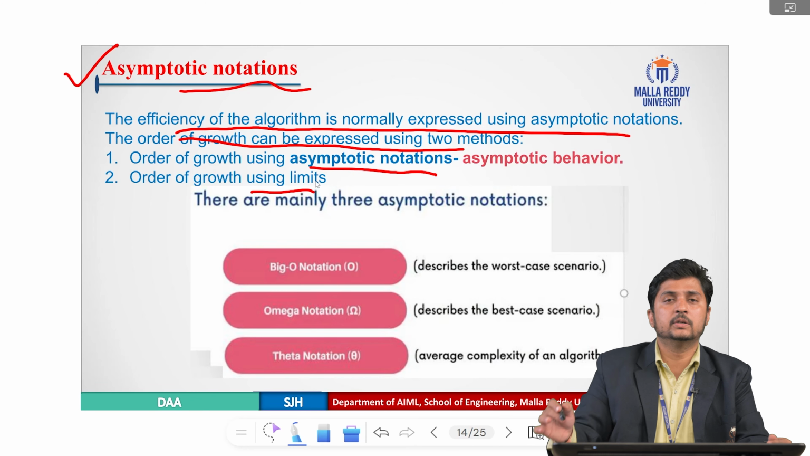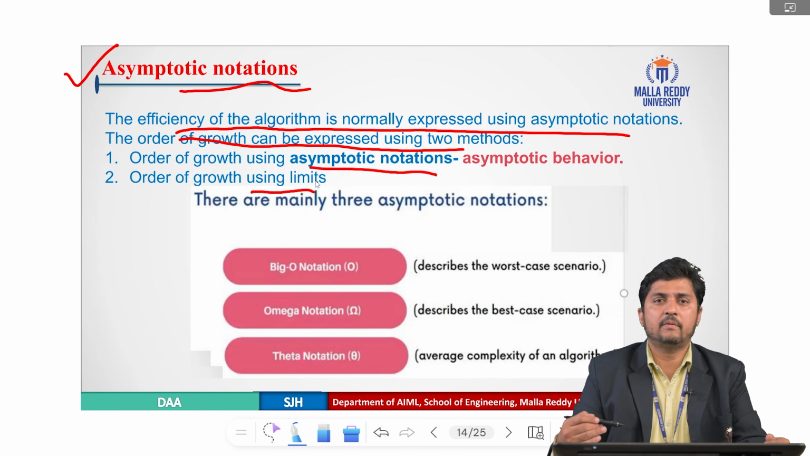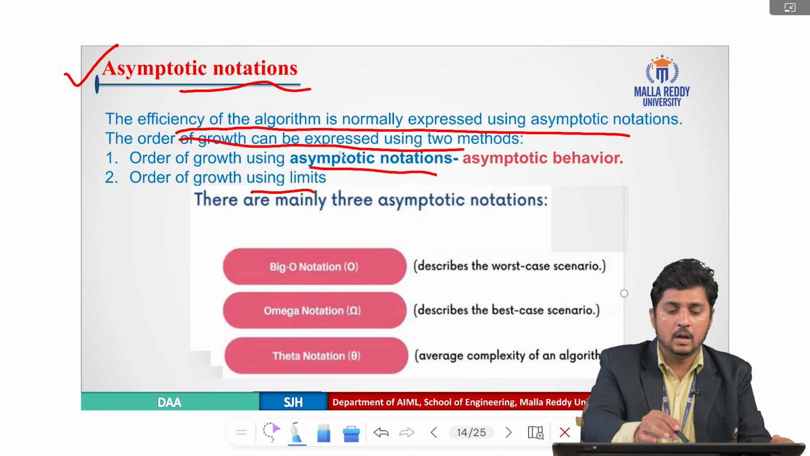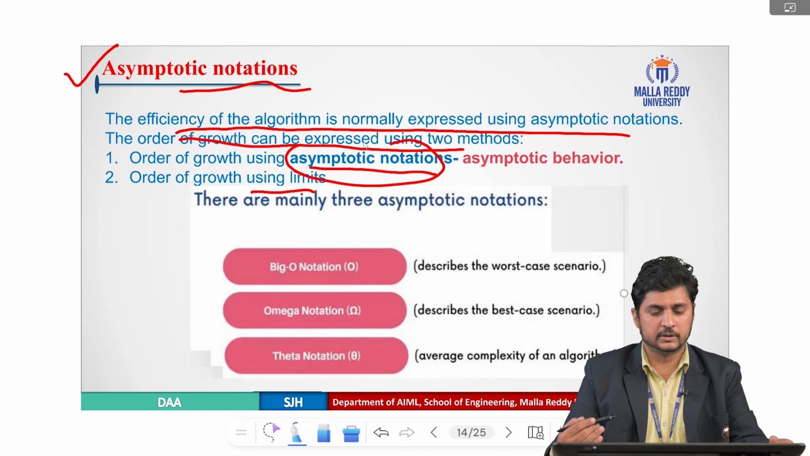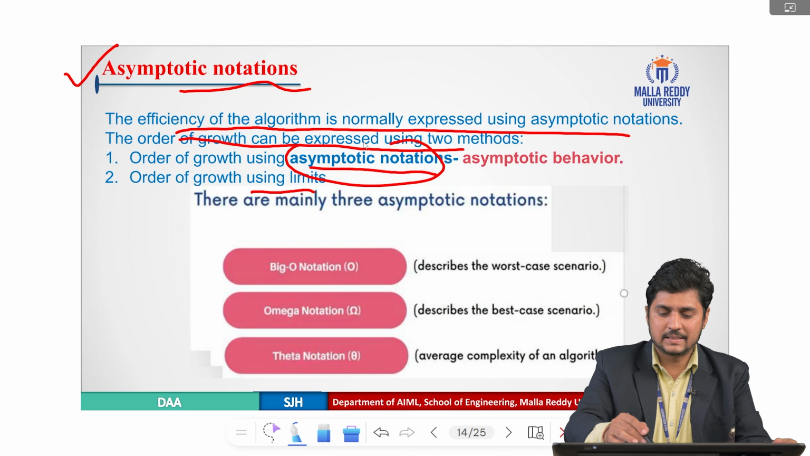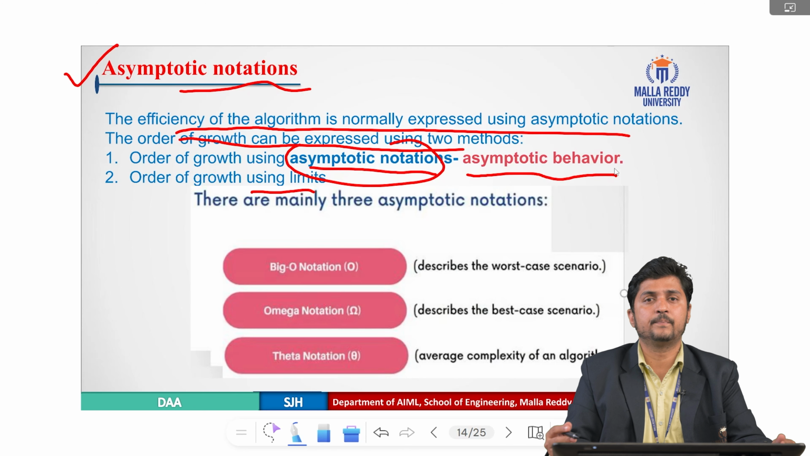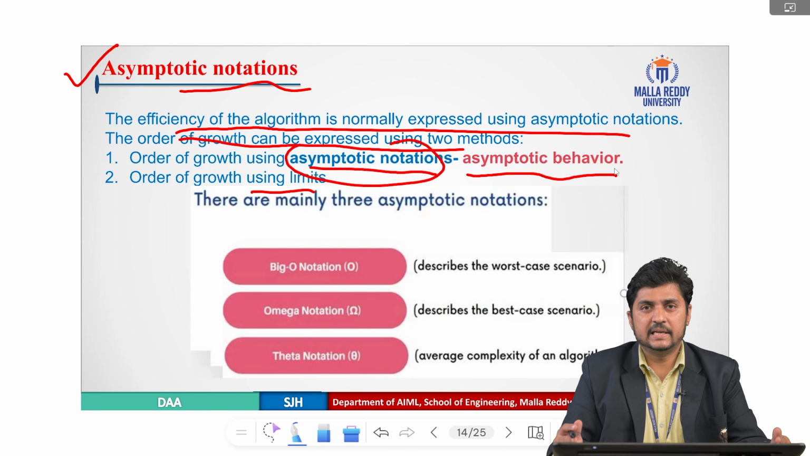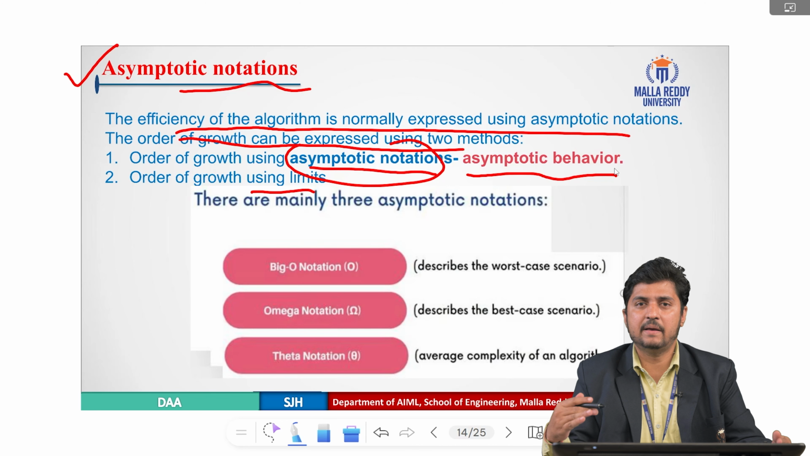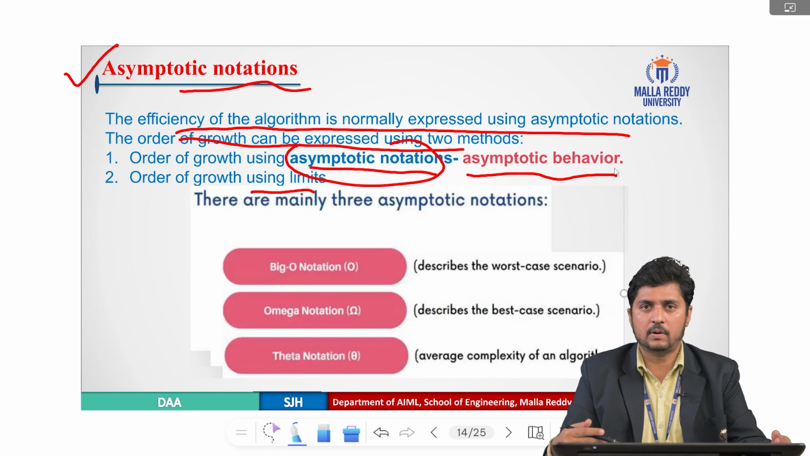Second one is using limits. So here we are going to focus more and more on asymptotic notations. Before we proceed with asymptotic notation, we need to understand what asymptotic behavior is. As we discussed earlier, as we increase the input size for any problem, it may be searching or sorting or any other problem, the change in behavior can be observed for our algorithm.